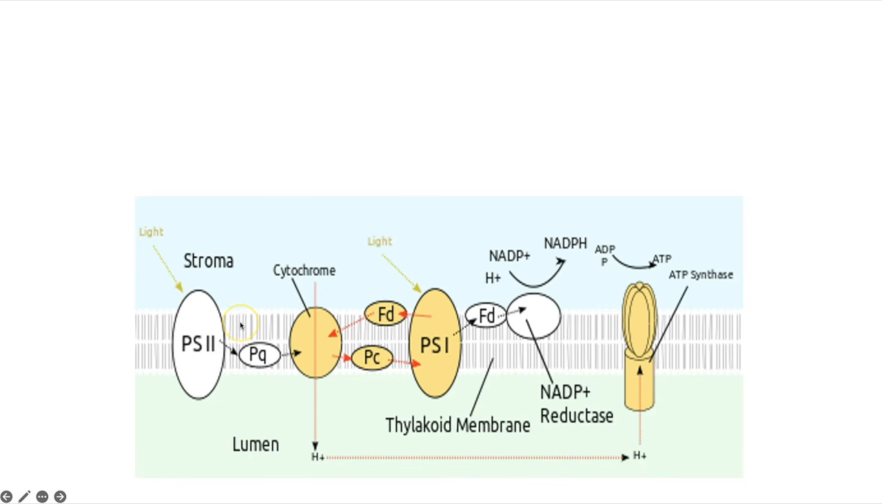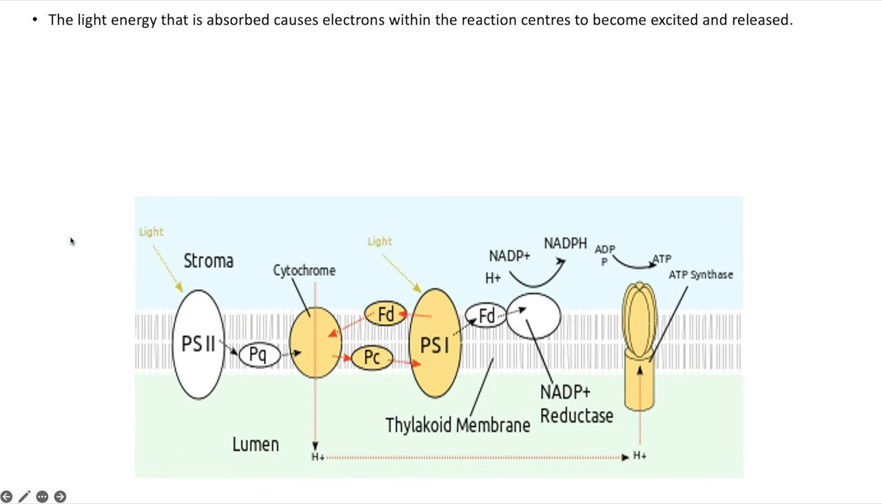So here we can see those 2 photosystems embedded within the thylakoid membrane. We've got photosystem 2, photosystem 1. And on this side of the membrane, it's the stroma. On this side of the membrane, it is the lumen, so it's the space within the foldings of that thylakoid membrane. So light energy is absorbed.